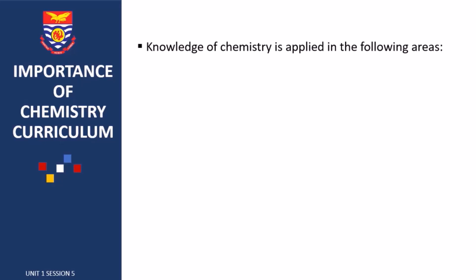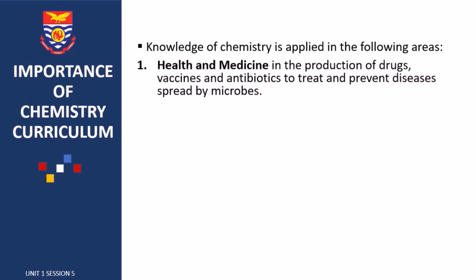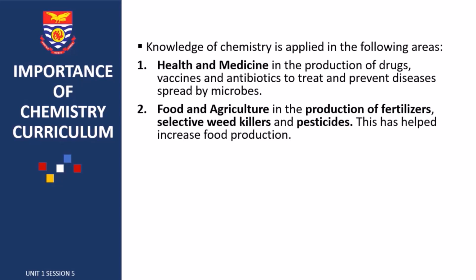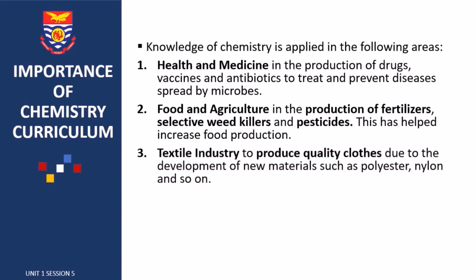How important is the chemistry curriculum to every society? Knowledge of chemistry is applied in a lot of areas. In health and medicine, it helps in the production of drugs, vaccines and antibiotics to treat and prevent diseases spread by microbes. In our food and agri industry, it helps in the production of fertilizers, selective weed killers, and pesticides. This has helped to increase food production. In our textile industry, it is helpful in the production of quality clothes due to the development of new materials such as polyester, nylon, among others.